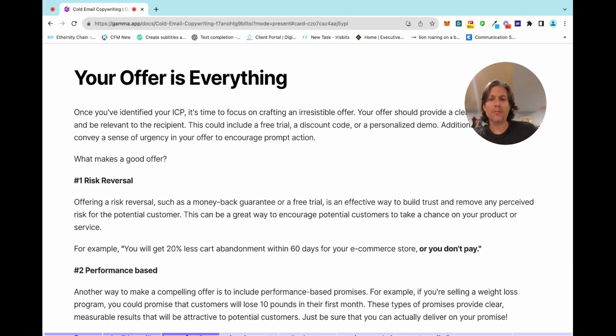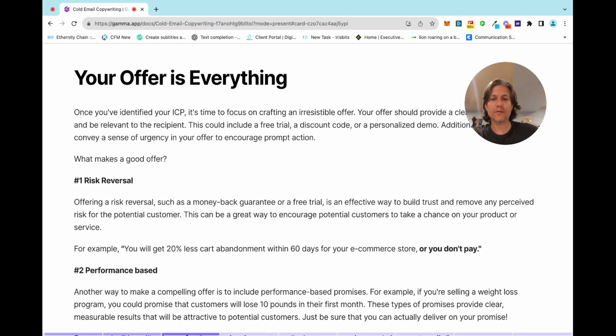So for example, you will get 20% less cart abandonment within 60 days for your e-commerce store, or you don't pay. So risk reversal could be a guarantee, it could be you don't pay, or we work for free until you do. Something like that is super helpful, earning the trust of people who don't know you.